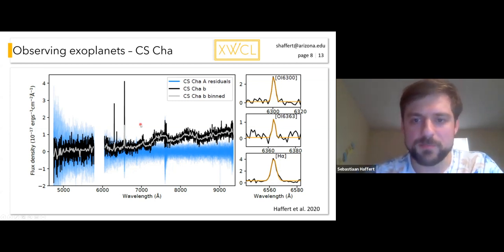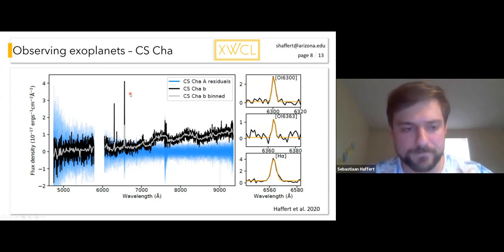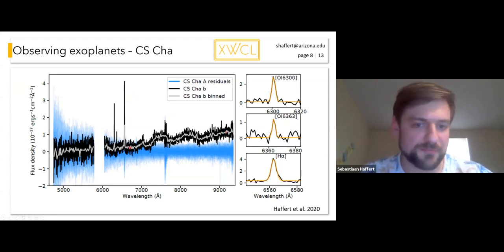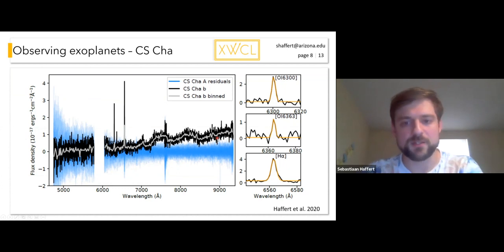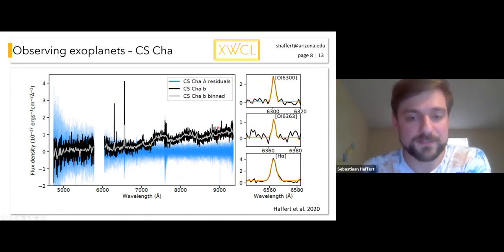But what's a bit weird about these lines is that the oxygen to H alpha ratio is quite large. So the oxygen emission is quite strong relative to the H alpha. And another thing that's a bit peculiar is that it's very faint. The photospheric emission is also very faint.